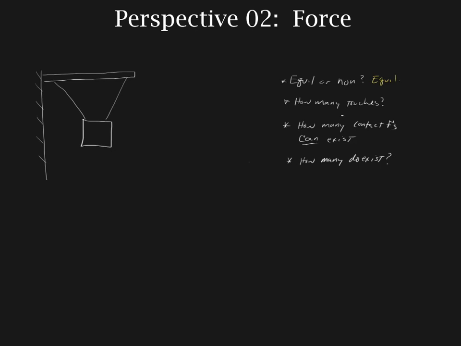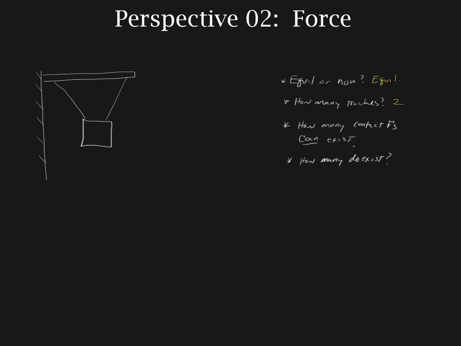The next question to successfully draw this FBD is we need to know how many touches do we have. And our object of focus here is going to be the sign. So how many touches do we have? We have two separate cables. So that's going to be 2. How many contact forces can exist?